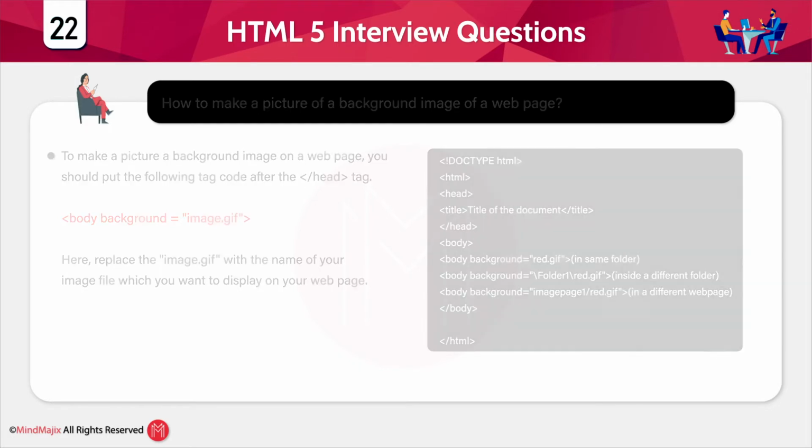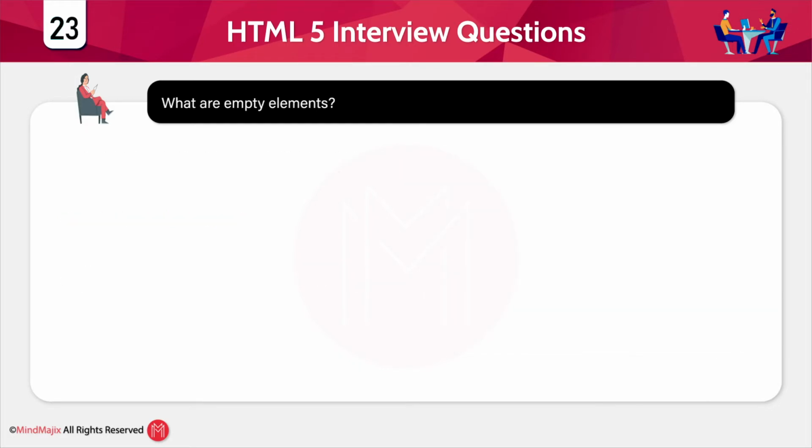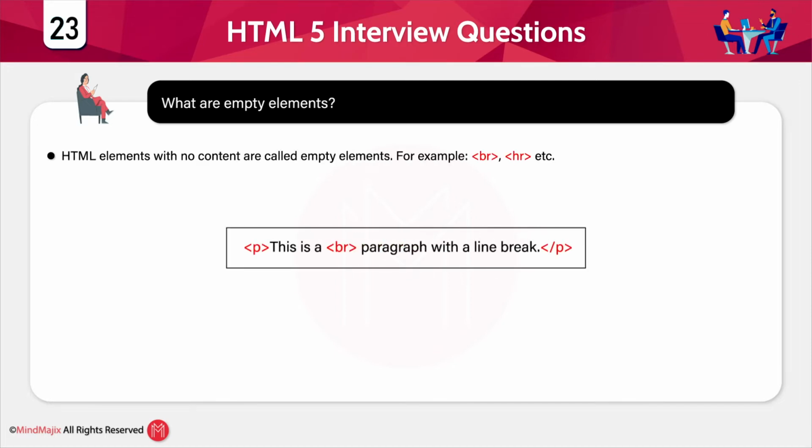What are empty elements? These are all empty elements: HTML elements with no content. The BR tag does not hold any data. The BR tag just line breaks, that's all. The HR tag is there, horizontal line. It creates a horizontal line.